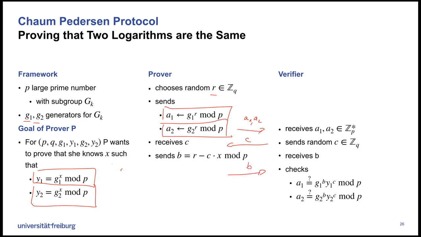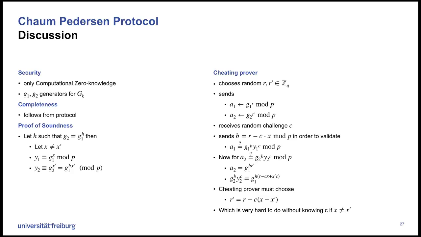And what we do now is we're doing the Schnorr protocol twice in parallel. So because that's the same number for both of them, we are checking whether A1 is equal to G1 to the B and Y1 to the C, and we're checking whether A2 is equal to G2 to the B and Y2 to the C. So we are proving for both bases that we know the exponent. Yeah, but do we prove that it's the same exponent? That's the question. So let's see.